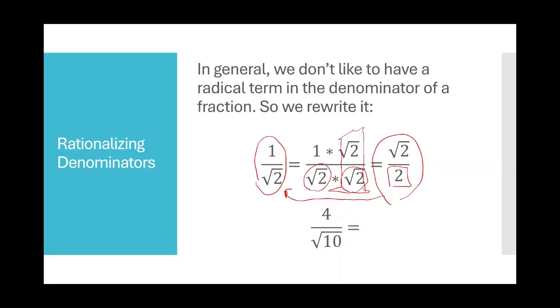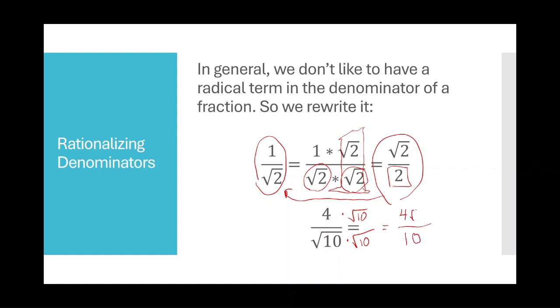So let's practice this with 4 over square root of 10. What could we multiply square root of 10 with in order to make it a rational number? I need to multiply it with itself. Since this is a square root, if I multiply it with itself one time, that's going to undo that square root. So we are squaring the square root of 10, and we get back to just 10.